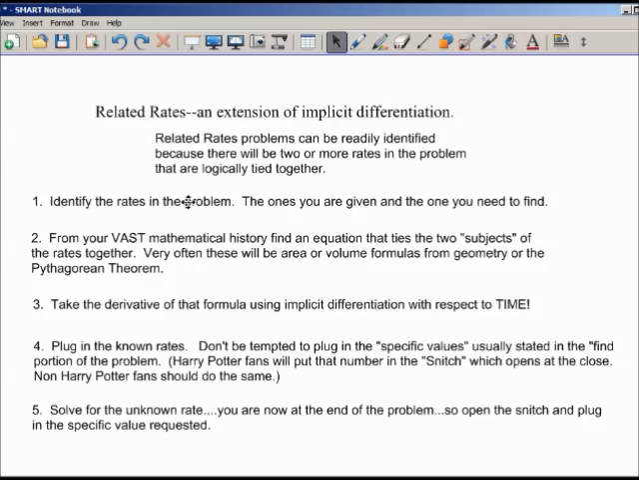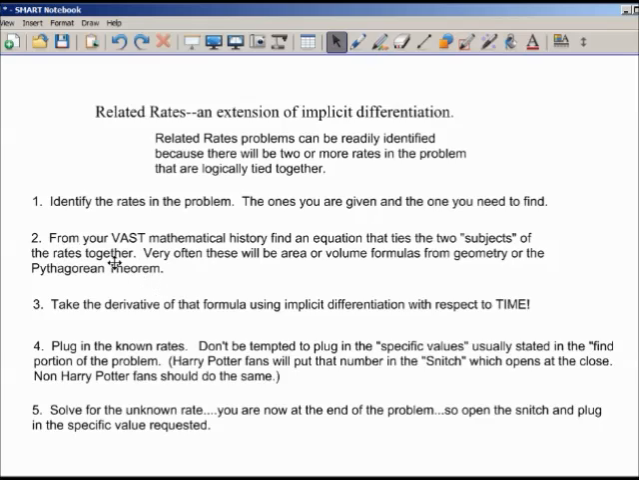First, you identify the rates in the problem. Of course, you have to notice that you have a related rates problem first, but that's usually pretty apparent when you see that there'll be two or more rates in the statement of the problem. You identify those rates, the ones that you're given and the ones that you need to find.